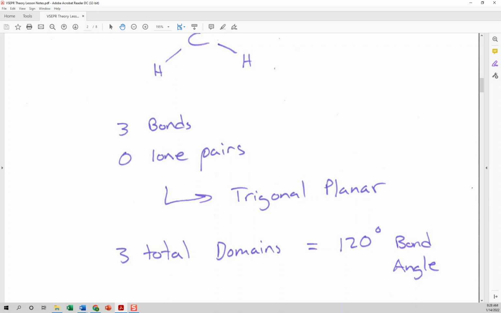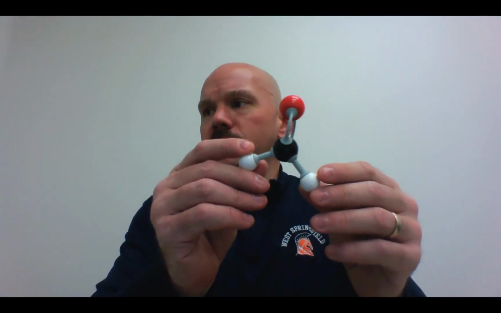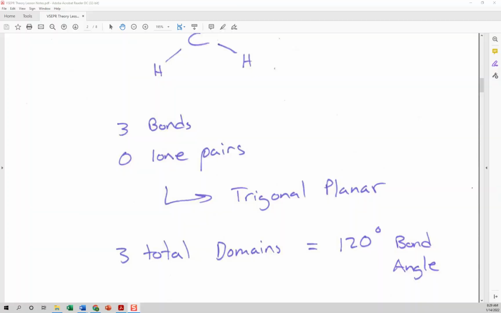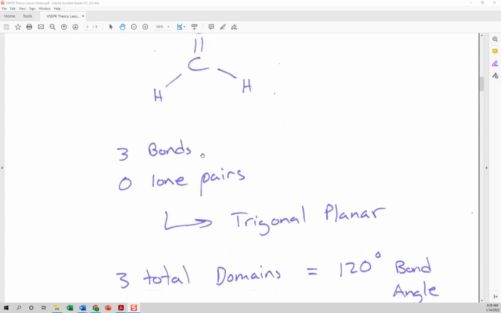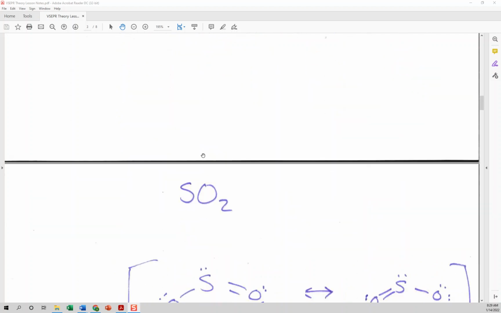But let's look at the model. So here's the model for formaldehyde. We have our double bond to the oxygen, okay? And if we look at that, we have our 120 degree bond angle, right there. So anytime you have 3 domains around your central atom, we're going to say 120 degrees. All right, so let's go to SO2.